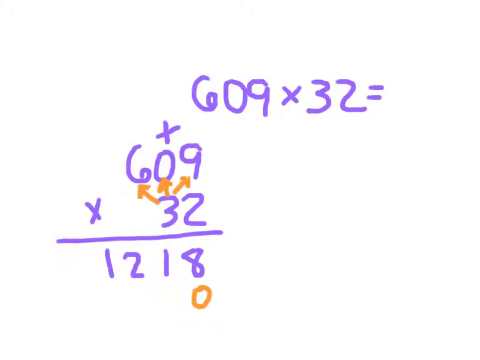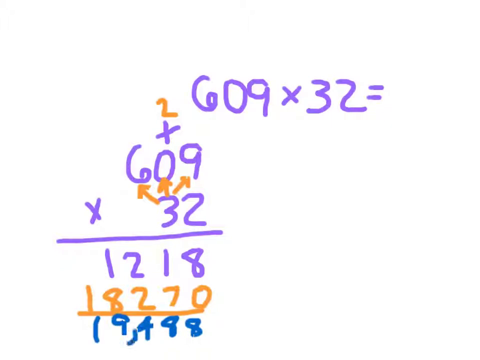3 times that 9 is 27. 7, regroup the 2. Again, that regroup of 27 ones regroups as 2 tens and that 7 ones. 3 times that 0 is 0, plus 2 is 2, and 3 times 6 is 18. I take a moment to carefully add those together. 8, 8, 4, 9, 1. Place my comma. 19,488 is our product of 609 and 32.